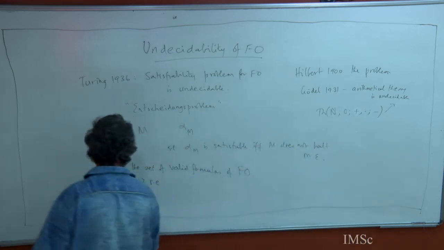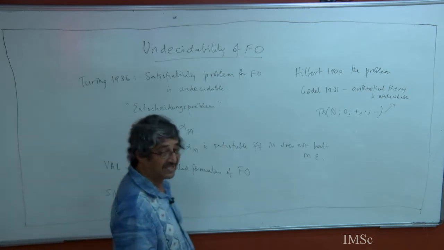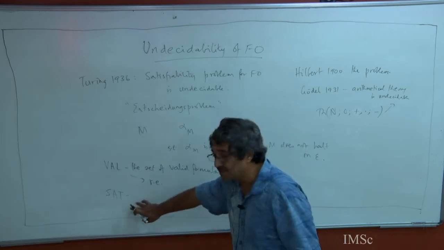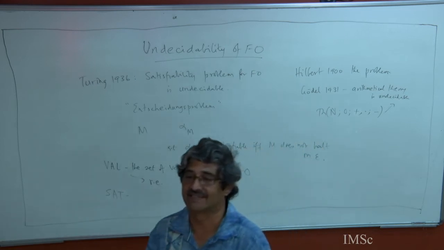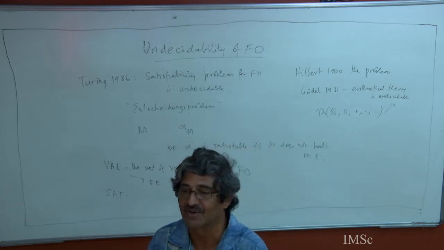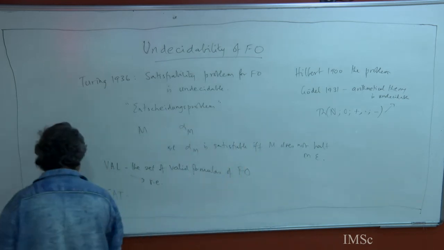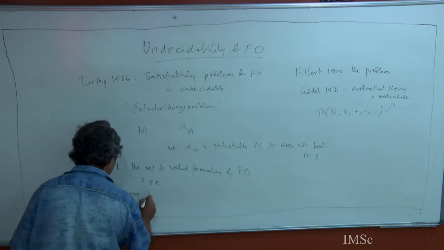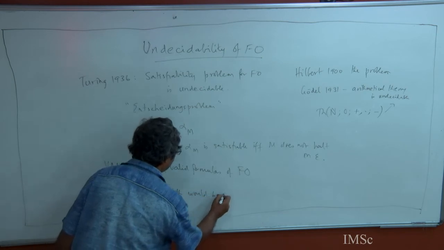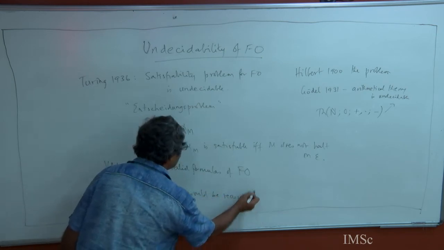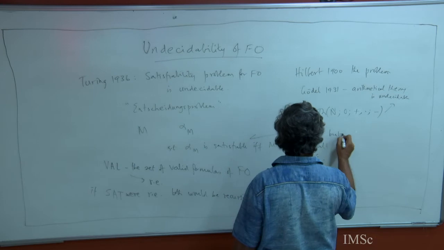Now we are talking about SAT, the set of satisfiable formulas. Now if SAT was also RE, what would it mean? Both would be recursive, right? A set which is recursively enumerable and its complement is also recursively enumerable must be a recursive set. So if SAT were RE, both would be recursive. So this says that if you prove this, it's co-RE but not recursive.